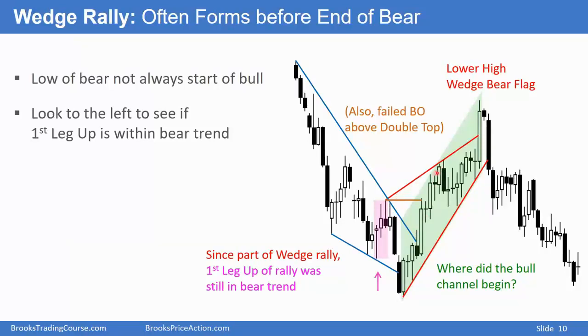And we don't know until we're up here that this might be in fact part of the bull trend as well, even though it's still in the bear trend. The important point is that when a bear trend converts into a bull trend, often the beginning of the bull trend starts before the bear trend completely ends. It's part of the evolution of bear to bull.